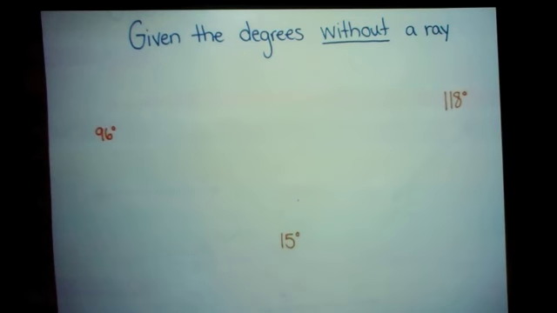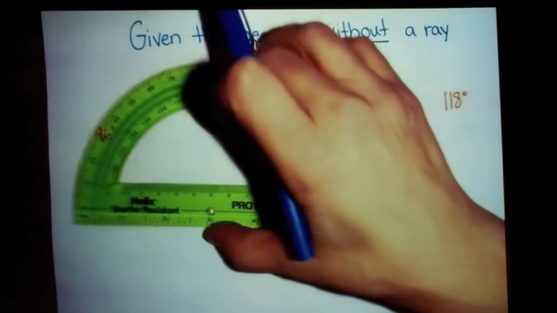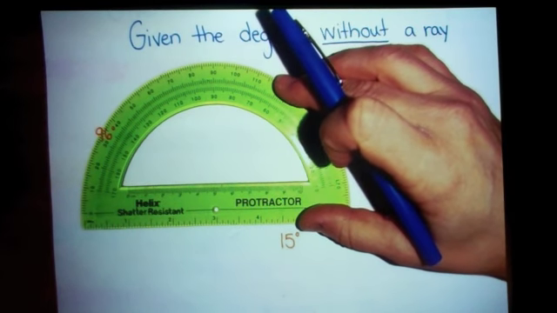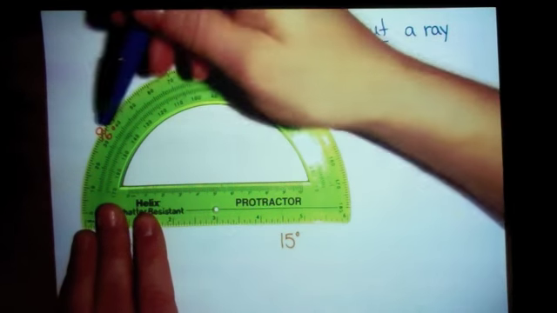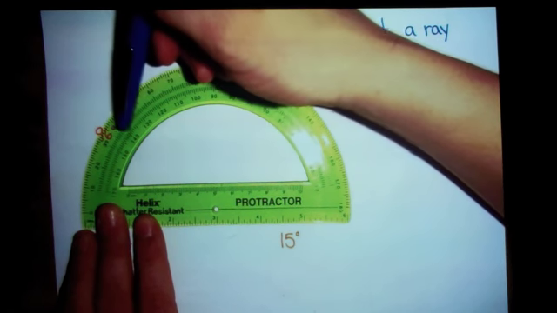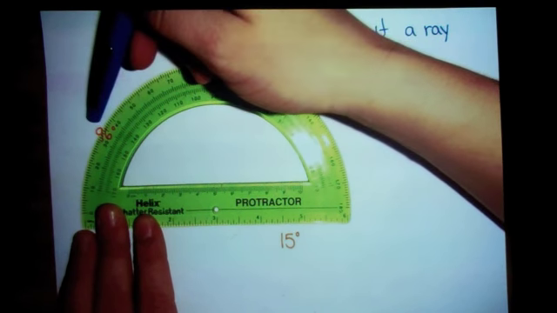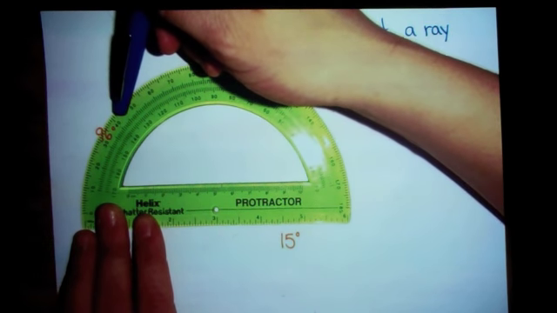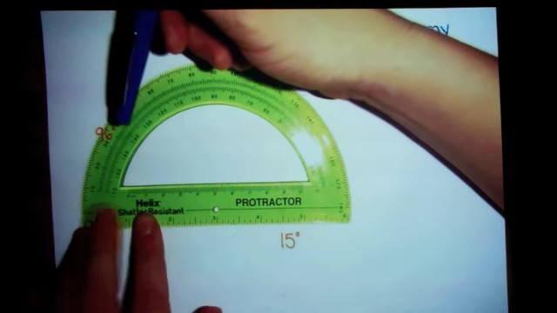So what you're going to need to do is grab that handy dandy protractor that you're used to using, and make sure that you can still see the degrees that you have to use. See, even if I'm using this protractor, I can see through it, and I can see that I'm going to be drawing a 96-degree angle. All right, now we're ready to go.